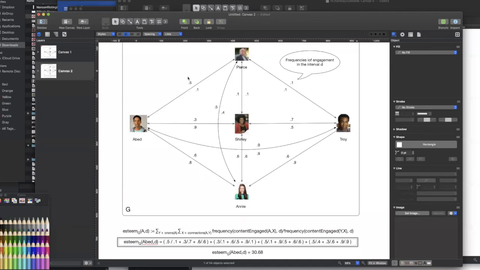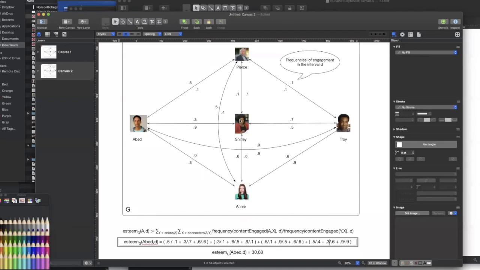Right. So let me say it again. 0.5 is how often in duration D, Abed engages in content from Pierce. So the top one is how often does Pierce engage in content from Abed. The bottom one is how often does Abed engage in content from Pierce. And that method corresponds to all the others, the directions. Okay. Yeah.